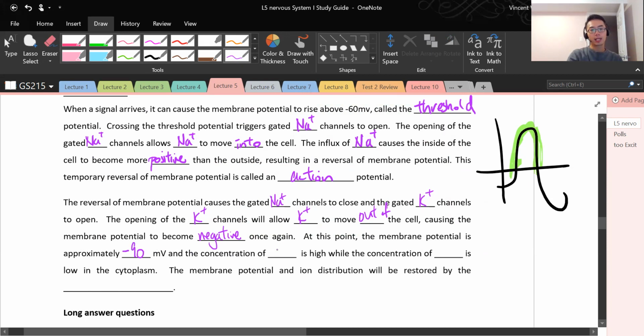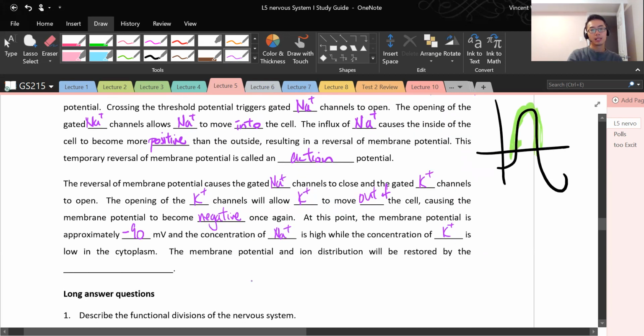And at this point, the concentration of sodium is high and potassium is low. How do we fix the membrane potential and the ion distribution? Well, it will be restored by the sodium-potassium pump.